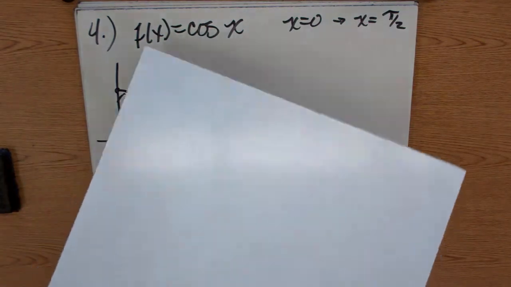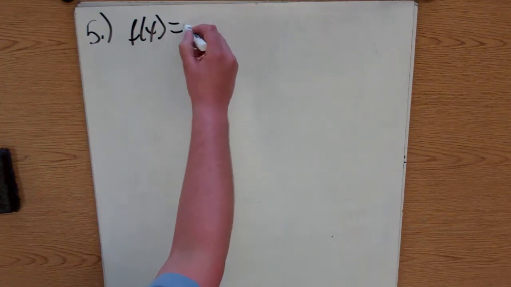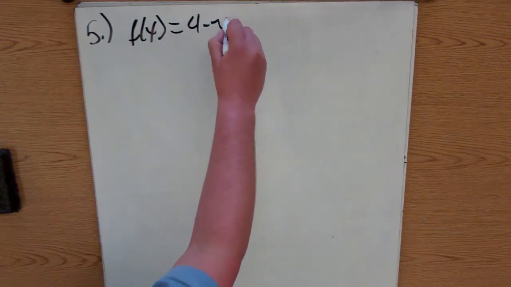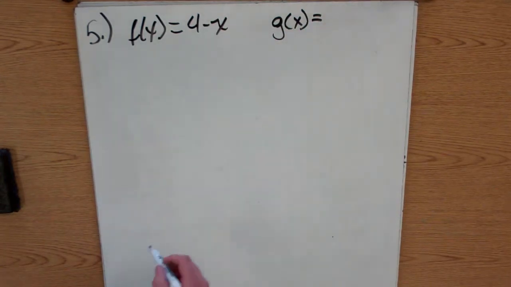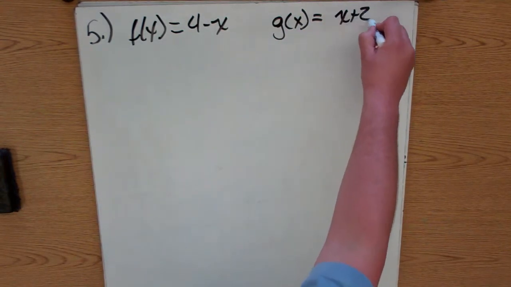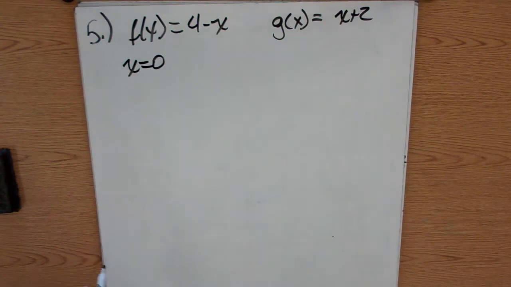All right, number 5. When you first read it, it sounds like you're actually integrating a different area than you're actually integrating. Here's what I mean by that. It says the volume of a solid with a base formed by f of x equals 4 minus x, and g of x equals x minus negative 2, which is x plus 2, and x equals 0 with equilateral triangular cross sections.